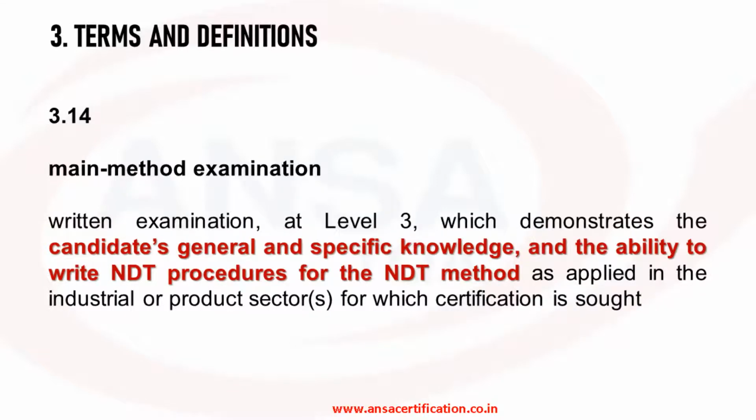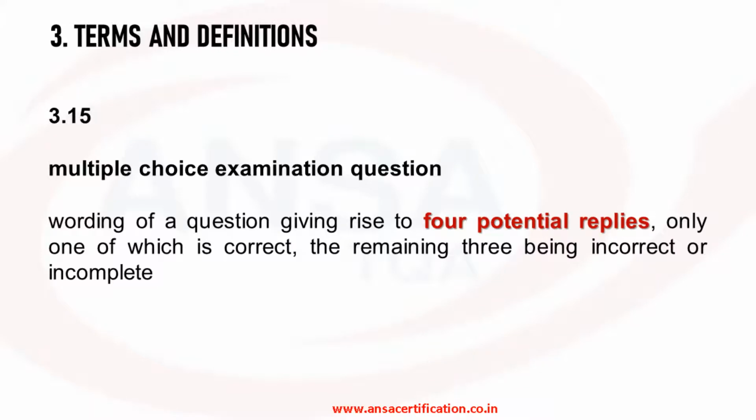Main method examination. Main method is a written examination at Level 3, which demonstrates the candidate's knowledge in 3 parts. Part D covers general knowledge in the particular NDT method. Part E covers the specific knowledge based on sector. Part F covers the ability to write NDT procedures for the NDT method in sector. Most of them would be aware of multiple choice questions. Each question will have 4 answers, out of which one has to be correct.